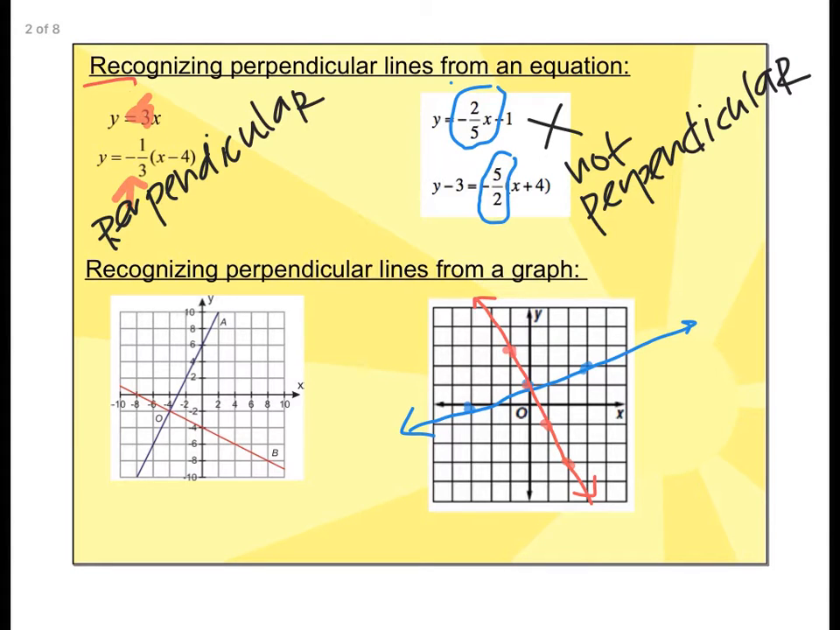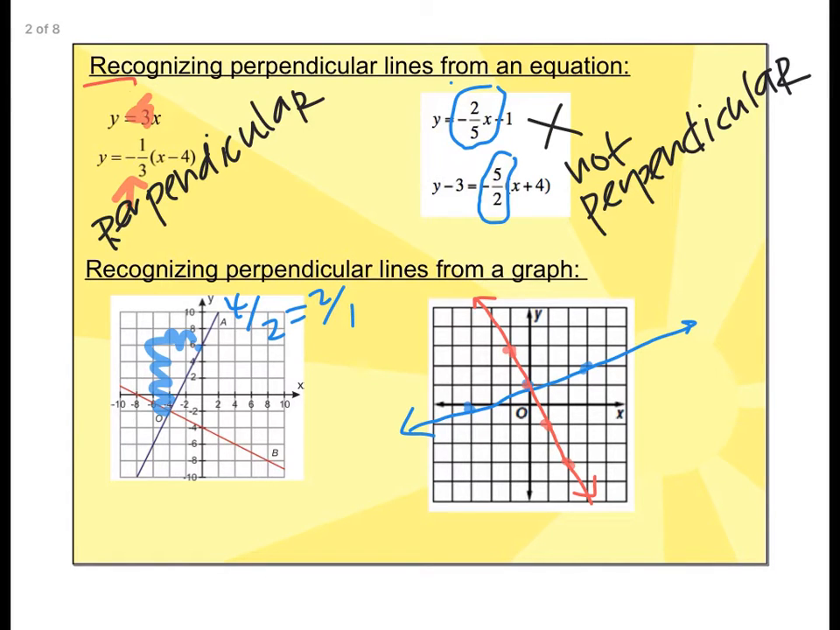All right, then we also have to be able to do this from a graph. So when we get a graph, again, we're just focusing on the slope of the lines. So if I look at this first one, I'm going to pick some points here. So I'm looking at this blue one. I would have to go, it looks like up 4 and over 2. So my slope is 4/2, which is the same as 2/1.